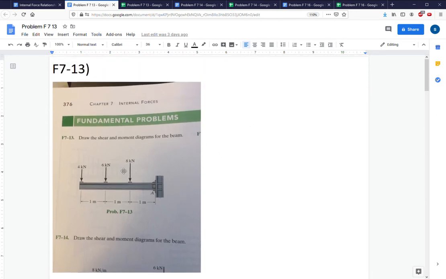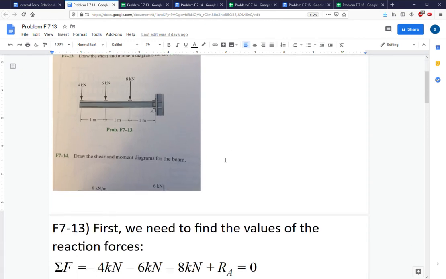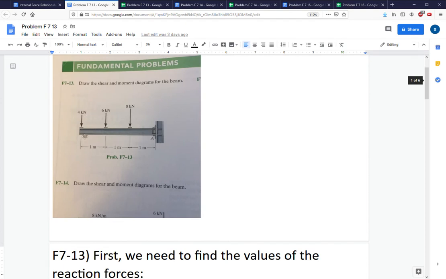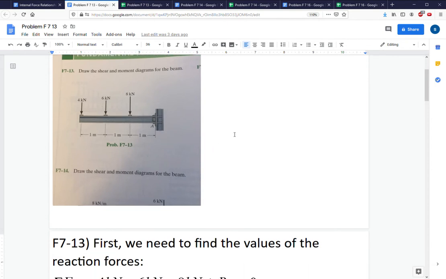Now I'm going to start off saying there's nothing else happening in the X direction. Reaction in X is 0. So that means all we need left is reaction in Y and moment. So we take our Newton's second law equations. For sum of forces, we say there's 4 kilonewtons down here, 6 kilonewtons down here, 8 kilonewtons down here. And this reaction force, I'm going to say it's up at A.